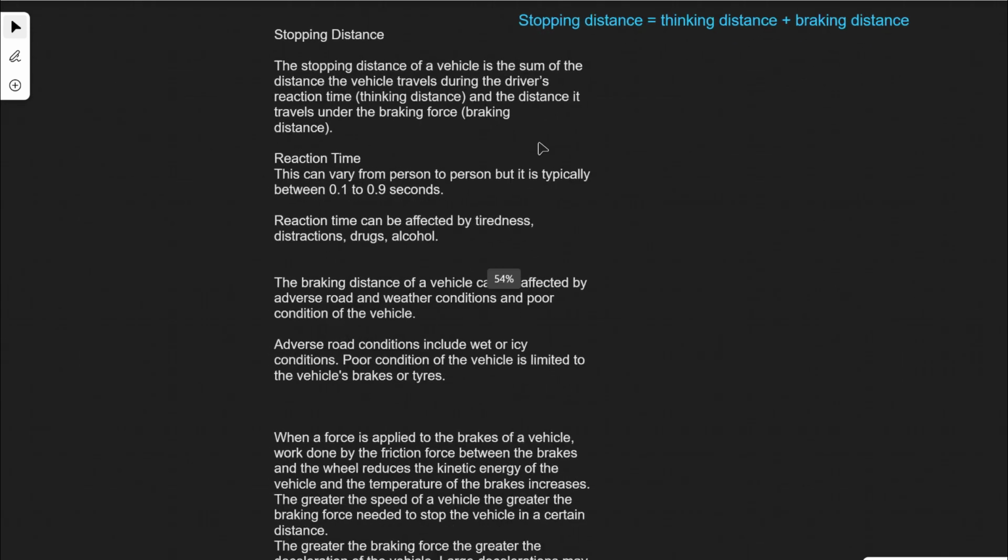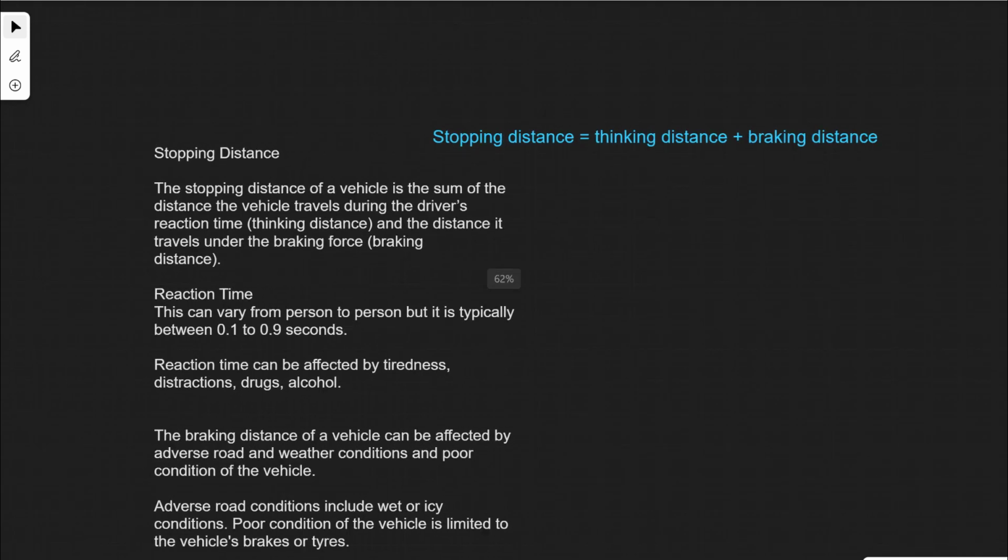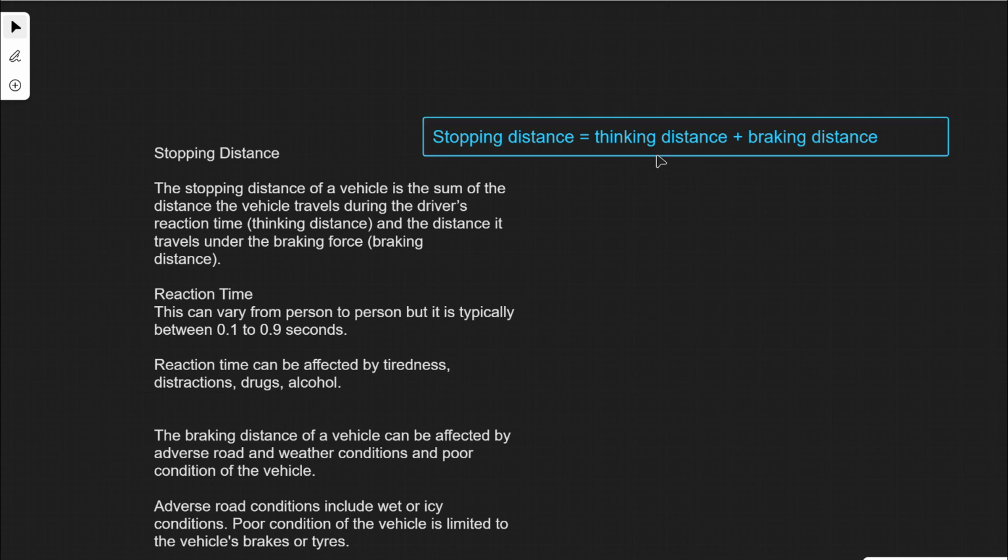Okay, so let's also revise stopping distances. In a nutshell, a stopping distance is the sum of the thinking distance plus the braking distance. The thinking distance is the distance the car travels before you press the brake pedal. So you see a hazard, your reaction time is a certain amount, and the car travels some distance. This is your thinking distance. The braking distance is the distance from pressing the brake pedal to the car coming to a complete stop.